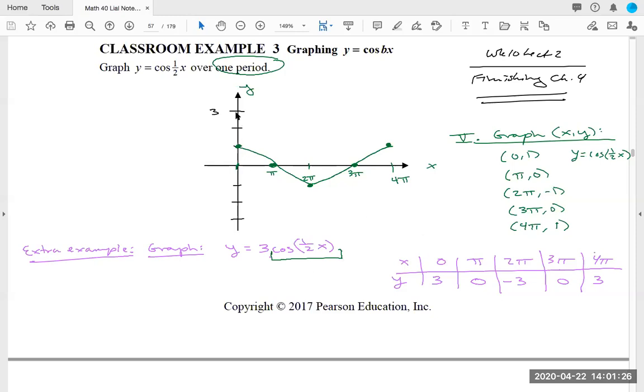We have 0, 3, and pi, 0, 2 pi, -3, 3 pi, 0, and 4 pi, 3. Okay, let's give this a shot.